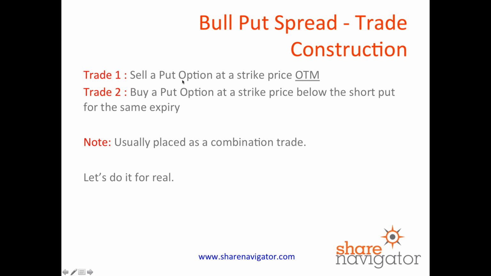So what is the trade construction on this? Well, it's two separate trades, but when you're placing them with your broker, you usually place them as a combination trade. The first trade is when you sell a put option at a strike price, we would recommend out of the money. The second part of the trade is where you buy a put option at a strike price below the short put for the same expiry. So in essence, the bull put spread is the short put strategy with a bit of insurance underneath it. That's what it is. So let's go to our Interactive Brokers demo account and do a trade for real.